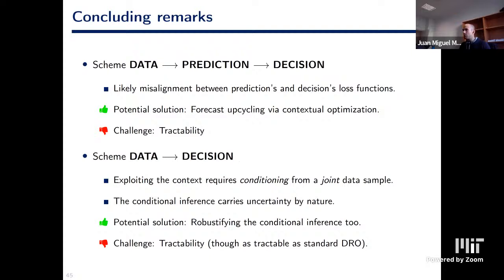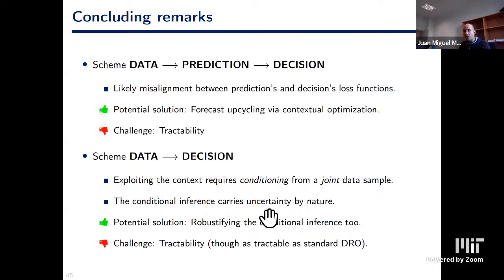Just to conclude, a couple of remarks. As takeaway messages, if we are to predict the uncertain parameters of an optimization problem, that is, if we follow the classical scheme, data first, then prediction, then decision, there will most likely be a misalignment between the predictions and the decision loss functions. So my recommendation is forecast upcycling via contextual optimization. The challenge, as we saw, is tractability.